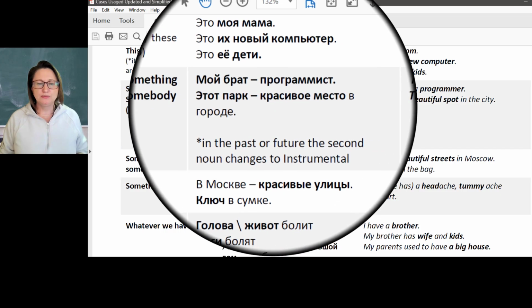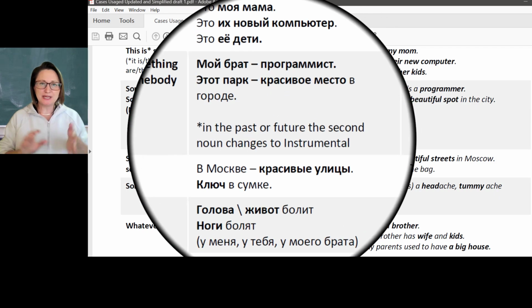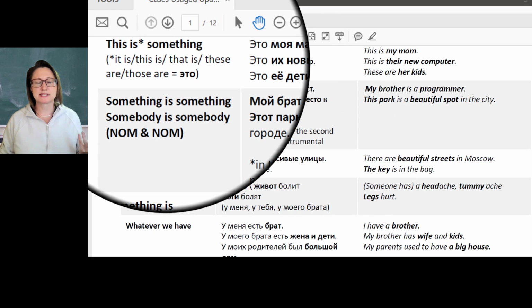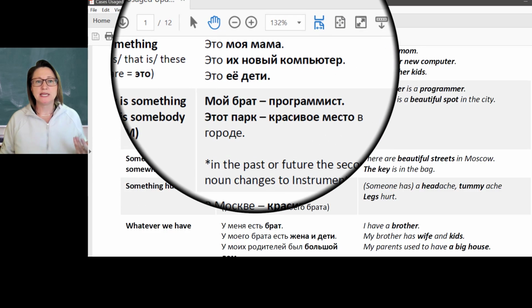Now I want to note that in the past and in the future, that second noun in the sentences will change to instrumental. It doesn't happen with the context, this is something. You still can say, это был их новый компьютер. That was their new computer, and it still will be nominative.